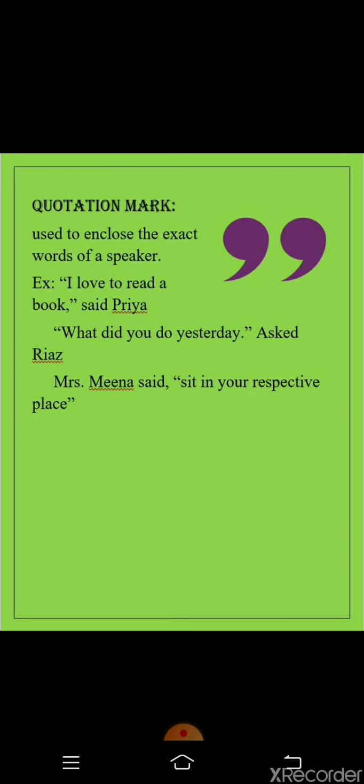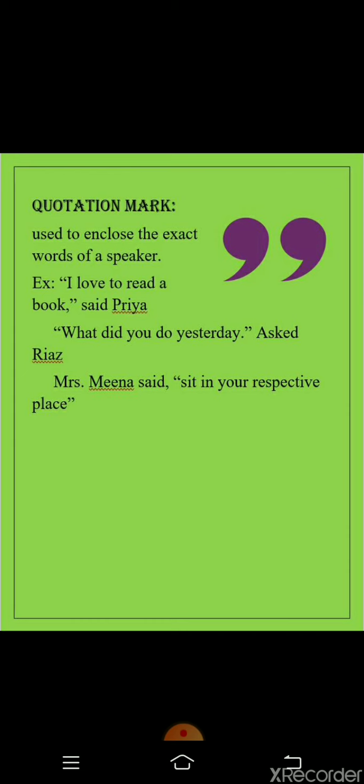Second example, "What did you do yesterday?" asked Riya. Riya asked, "What did you do yesterday?" So it is the statement said by Riya. So we have put that in quotation. Third one, Mrs. Meena said, "Sit in your respective place." So Mrs. Meena, the teacher, is telling, sit in your respective place. So the statement which the teacher said is put in quotation.